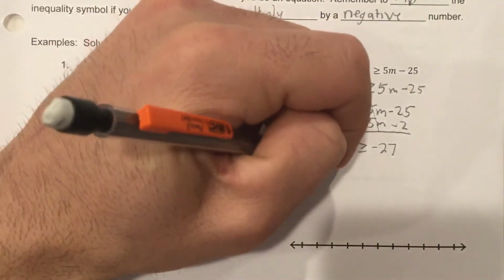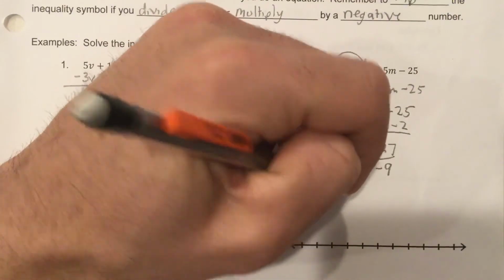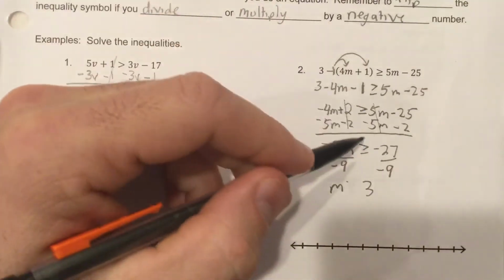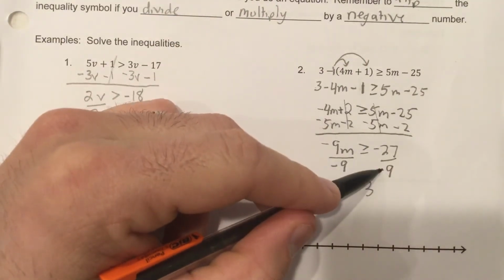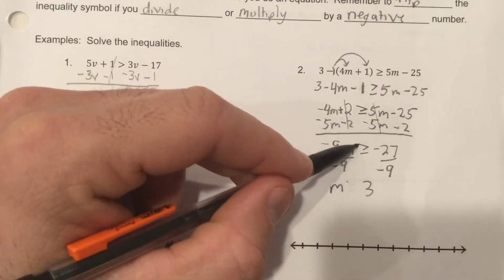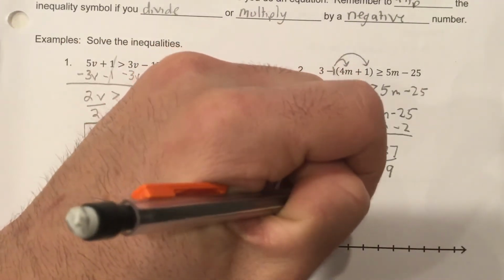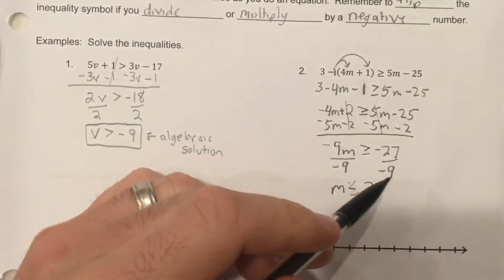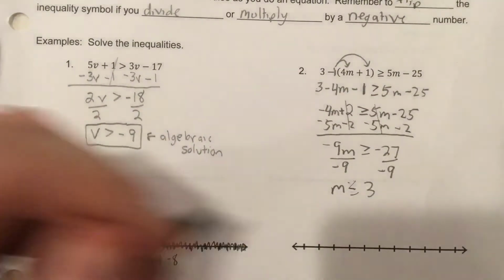We divide by -9, and I get m is greater than or equal to 3. Now, I messed up a second here because I divided by a negative. So when you divide by a negative, remember what you must do with that symbol. You have to flip it. So it's going to be m is less than or equal to 3 now. Again, that is because I divided by a negative number.